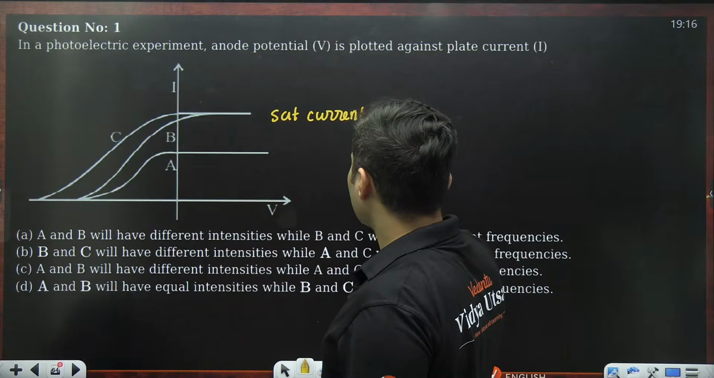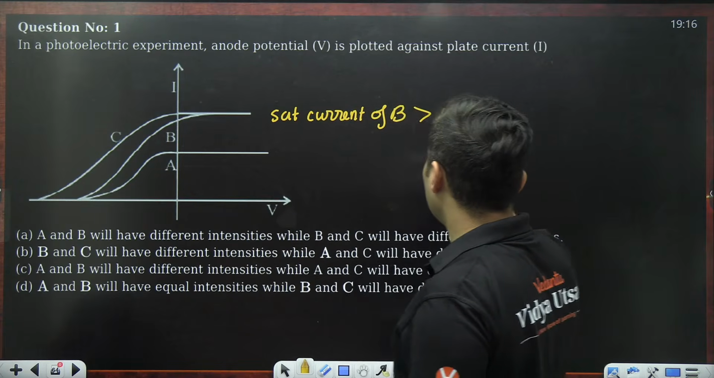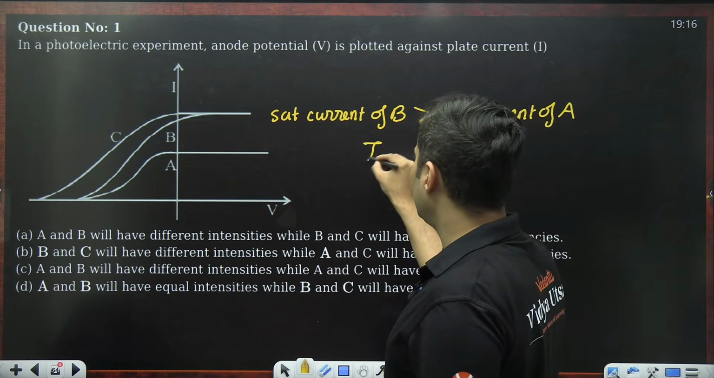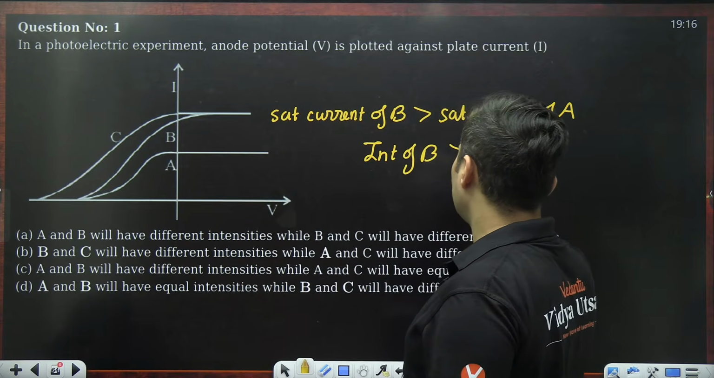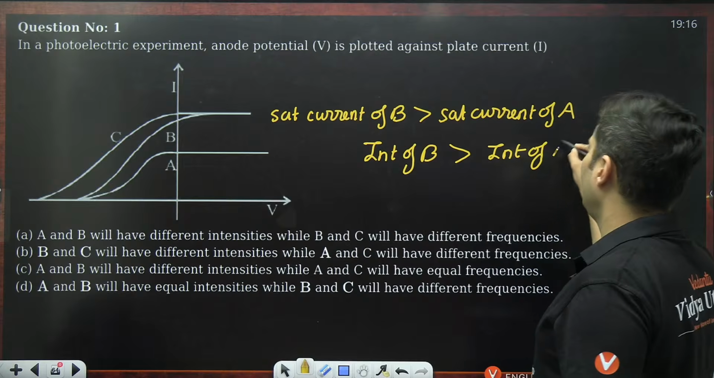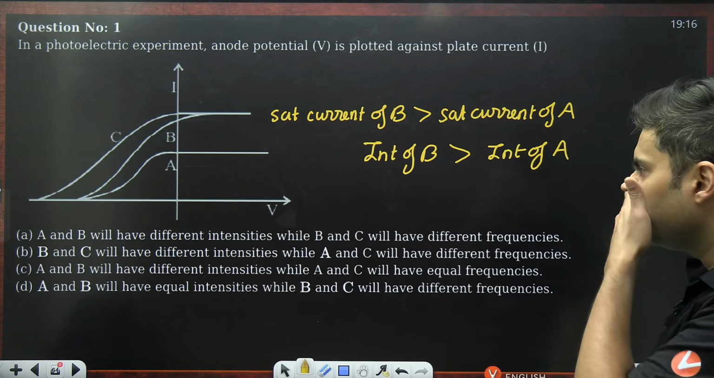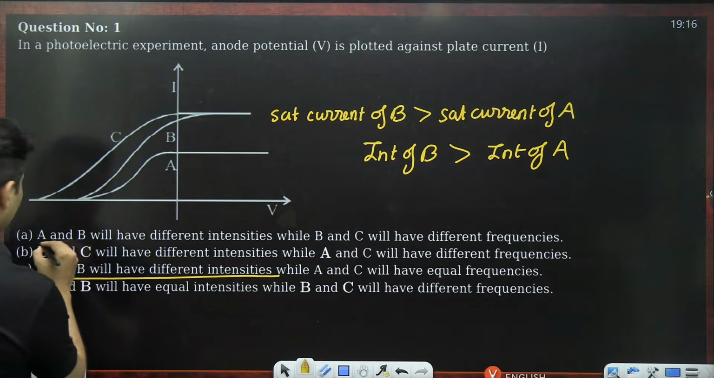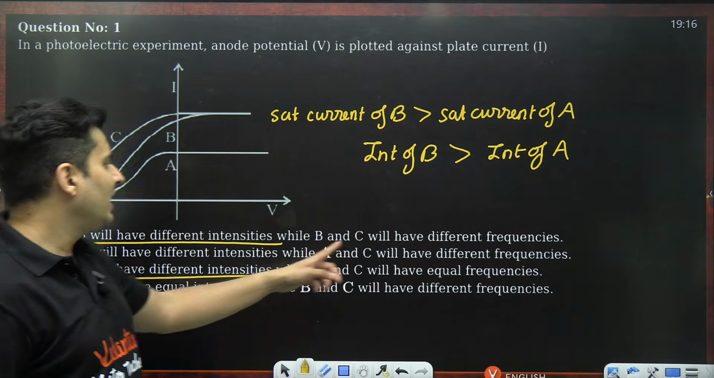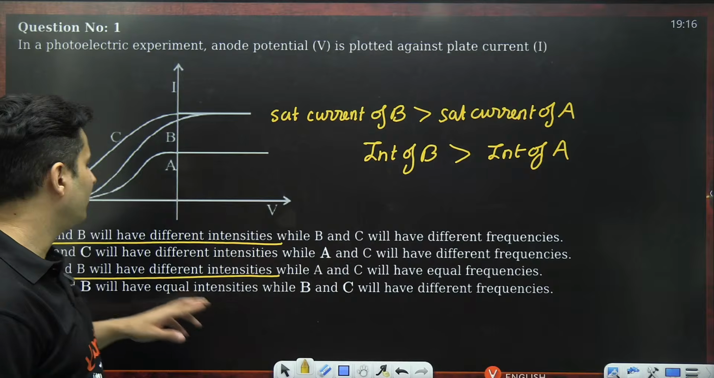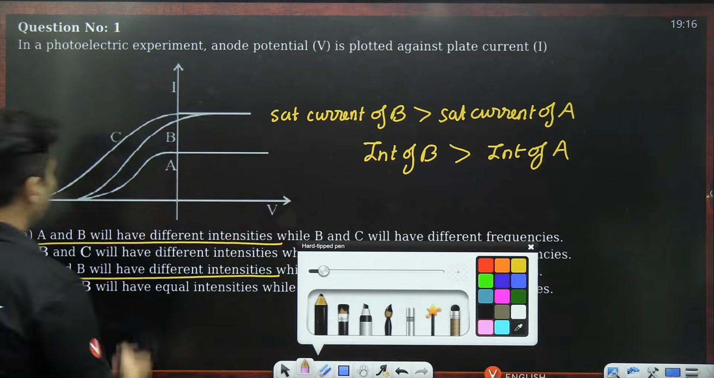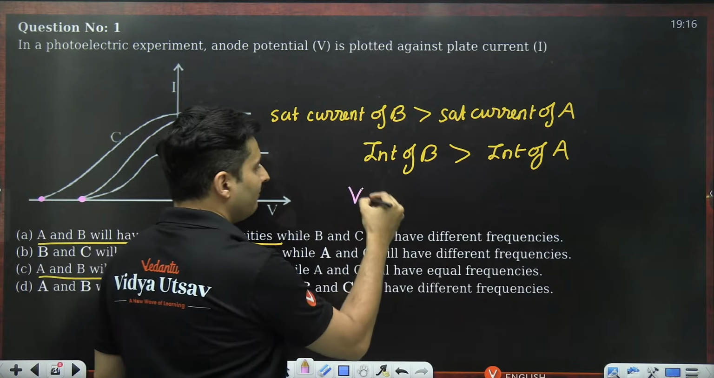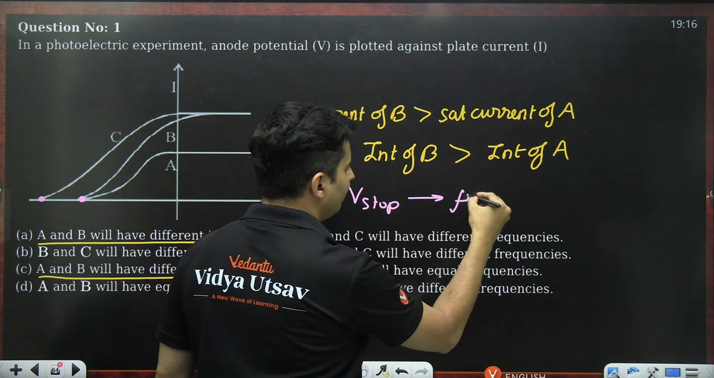The saturation current of B is higher than the saturation current of A. That means the intensity of B is more than the intensity of A, because intensity and current are directly proportional. So A and B will not have equal intensities, they will have different intensities. Whereas B and C will have different frequencies, A and C will have different frequencies, because you can see over here, this point and this point, that is the stopping potential. So stopping potential, V stop, depends on the frequency.